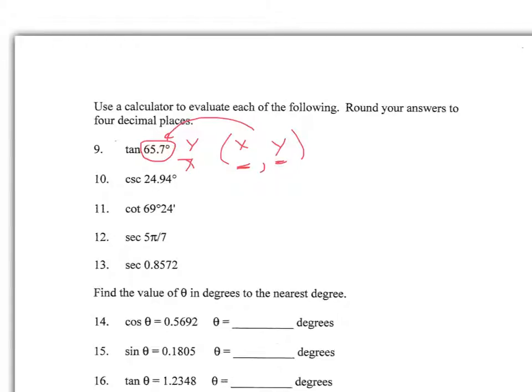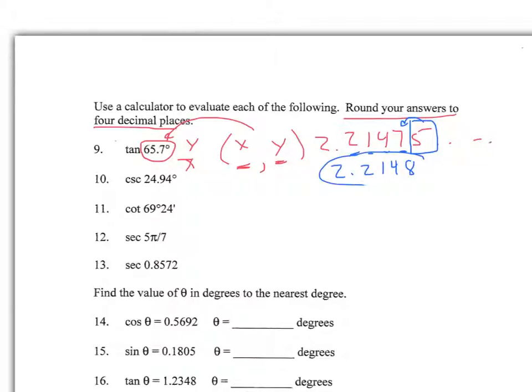When I enter the tangent of 65.7, I get 2.21475, and so on and so forth. We're supposed to round the answer to 4 decimal places. So what I'm going to look at is this is the first, second, third, and fourth decimal. I have to look at the 5th decimal to decide if that goes up or down. Since it rounds up being 5 or more, it would be 2.2148. That is the tangent of 65.7 degrees.